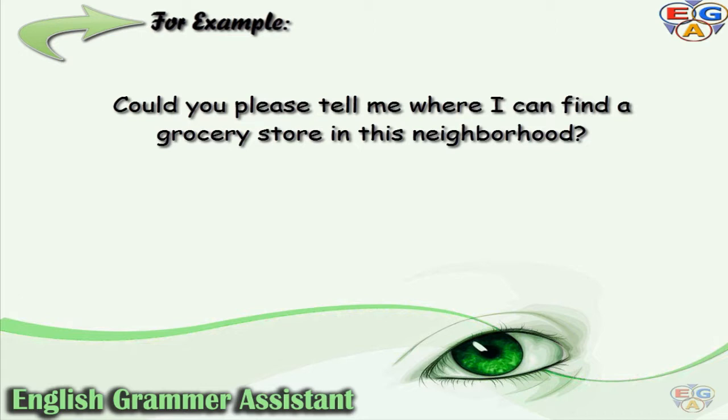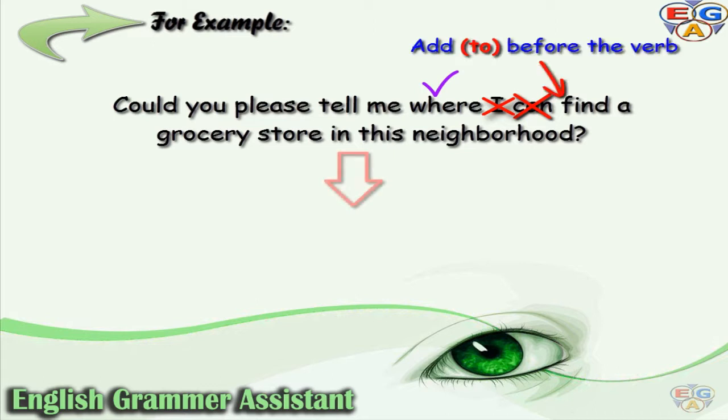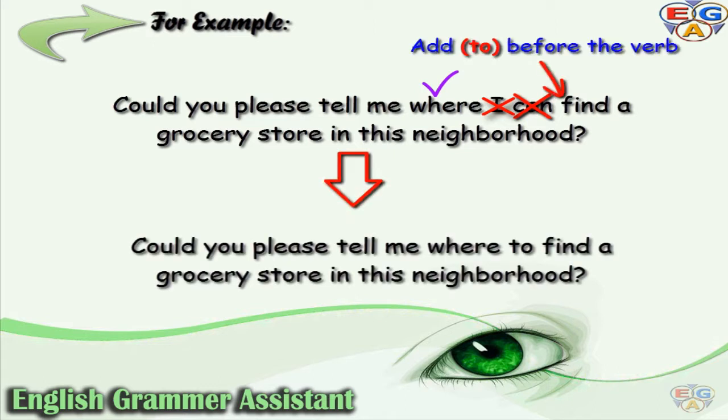For example, could you please tell me where I can find a grocery store in this neighborhood? In order to reduce the noun clause in this sentence to infinitive, we keep the connector where, eliminate the subject I, and the modal can, and add to before the verb. So, the new sentence becomes like this. Could you please tell me where to find a grocery store in this neighborhood?